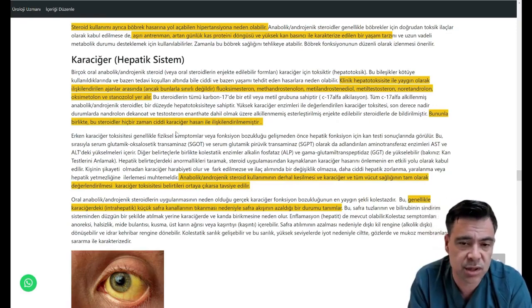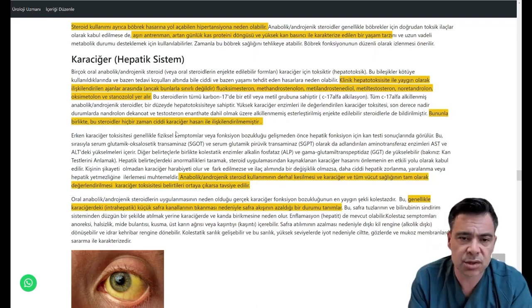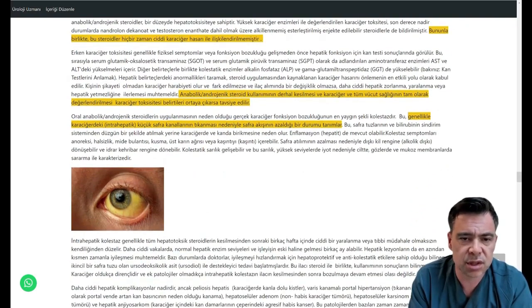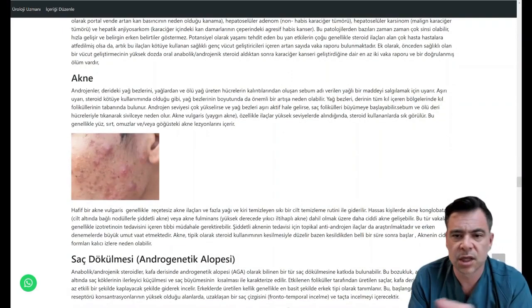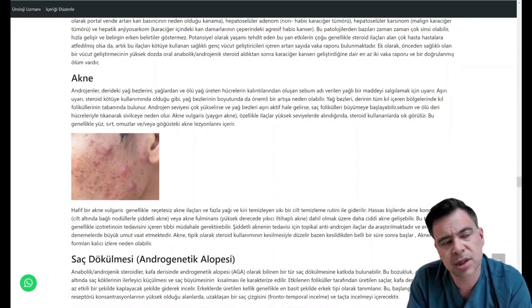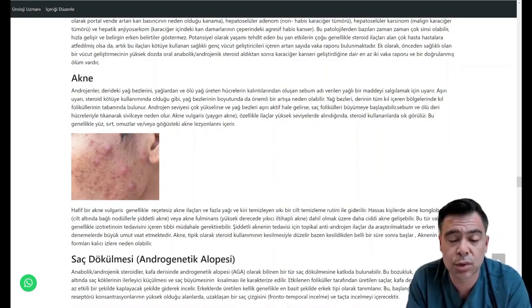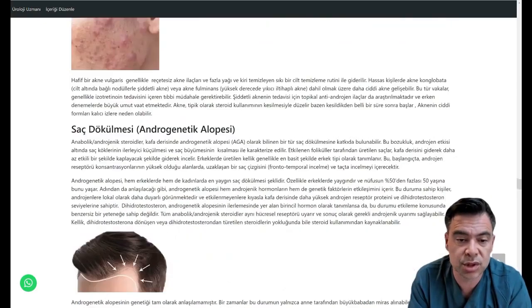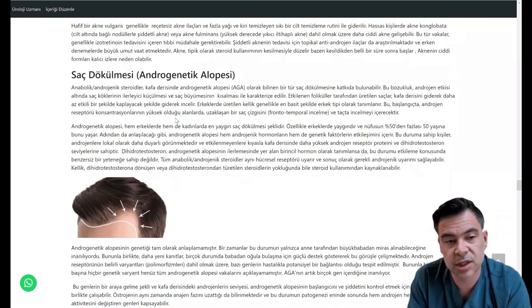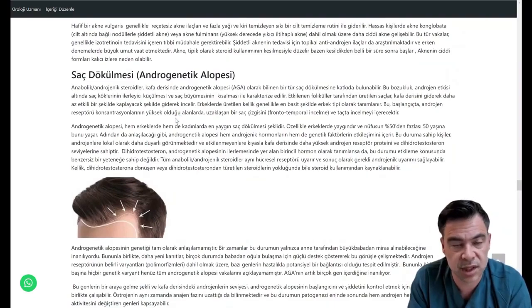If you want to read it in detail, you can find an article on my website. There is also the issue of acne, as they can cause acne during and after the cycle. It may stimulate some things in the system there. Apart from that, if you have a predisposition to male pattern hair loss, it may accelerate due to increased dihydrotestosterone.